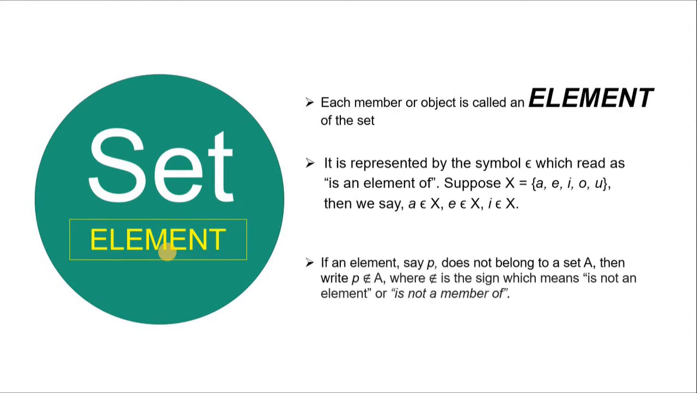If an element, say P, does not belong to a set A, then we write P is not an element of A. So that's the symbol for not an element, where the symbol ∉ means it's not an element of a set, okay, or it's not a member.